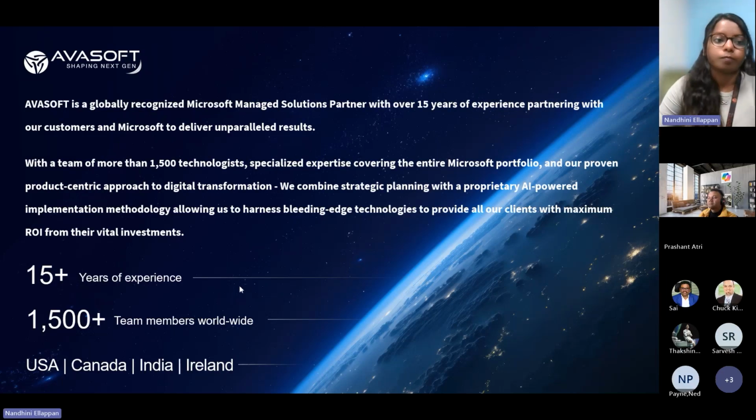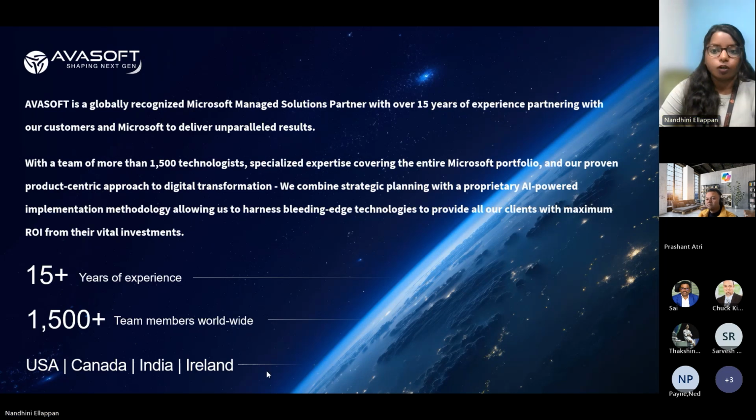Hi everyone. So first we'll start off with a quick introduction about AVASOFT. AVASOFT is a globally recognized Microsoft managed solutions partner, and we have over 15 years of experience in the industry. We have a team of 1,500 plus members worldwide, and we are primarily located in USA, Canada, India, and Ireland.